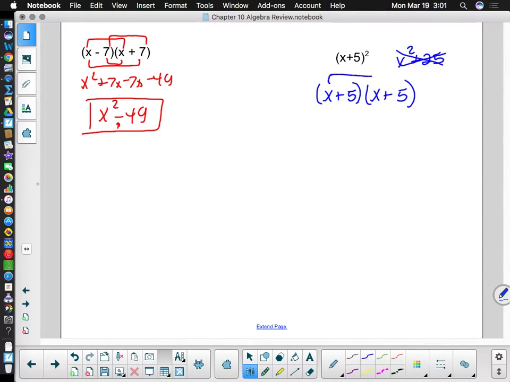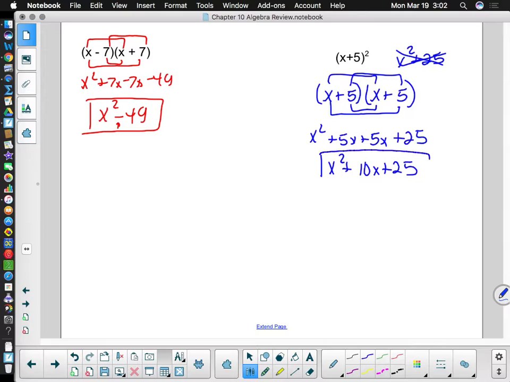X times x is x squared. X times 5 is plus 5x. Inside gives me another plus 5x. Those are not going to cancel out. And the last gives me a plus 25. So I do get an x squared and a 25, but when I distribute the exponent, I lose the outside inside terms, because this is really x squared plus 10x plus 25. Okay? So you got to be careful with that.